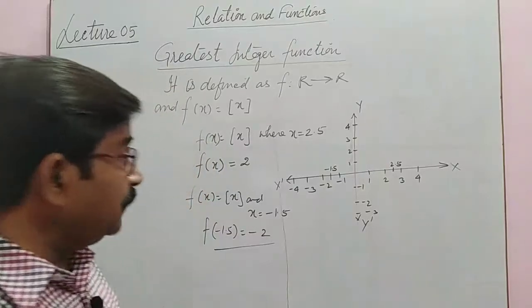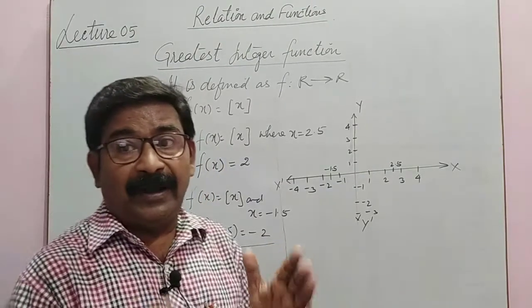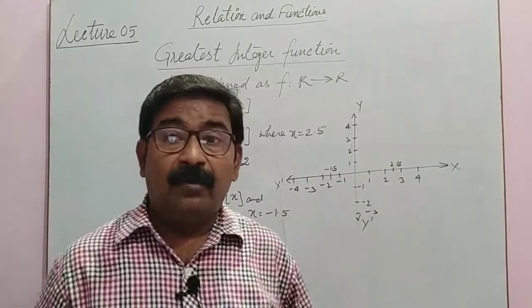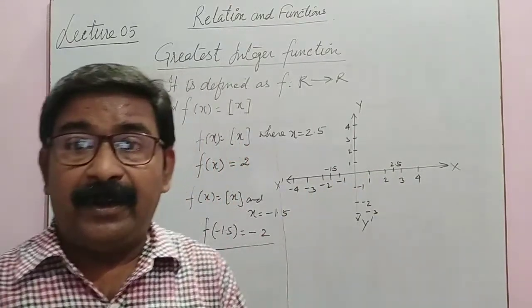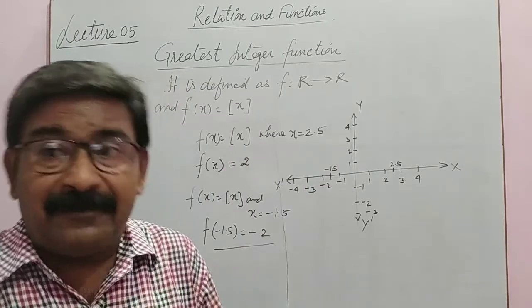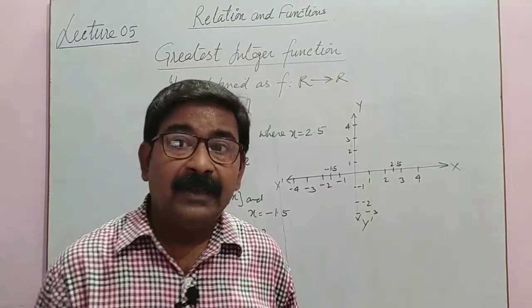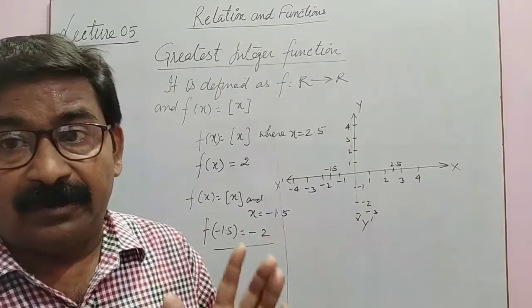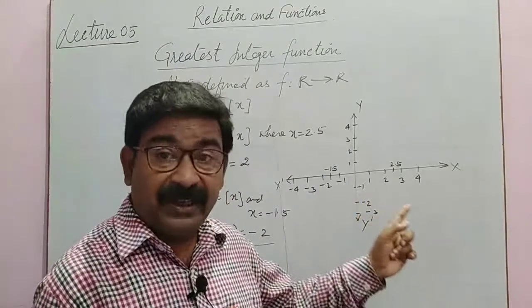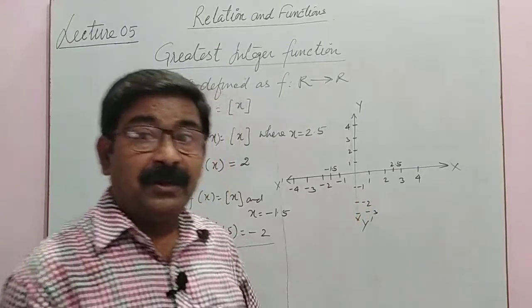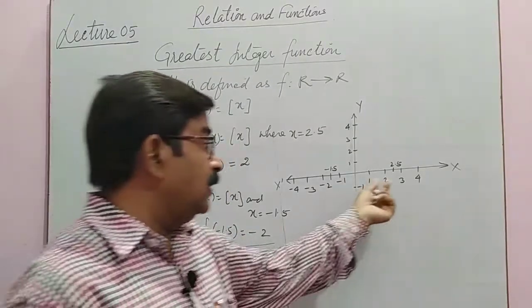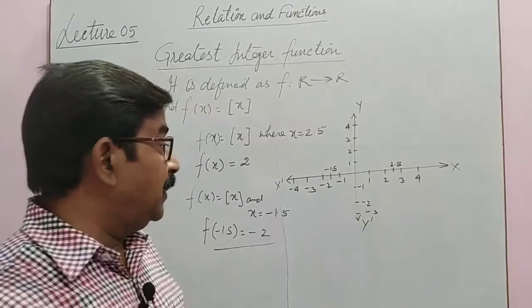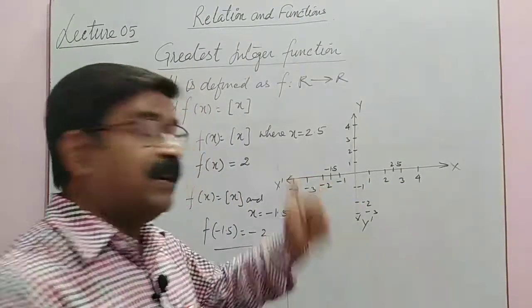So try to understand, whenever you are going to find the range for a particular value of x, whatever integer is obtained just on the left side of that particular number will be the greatest integer. Left side, whether it is negative or positive, it doesn't matter. So you have to see the integer on the left side, just before that. Like between 2.2 and 3, the left side is 2. Here between minus 1 and minus 2, the left side is minus 2.